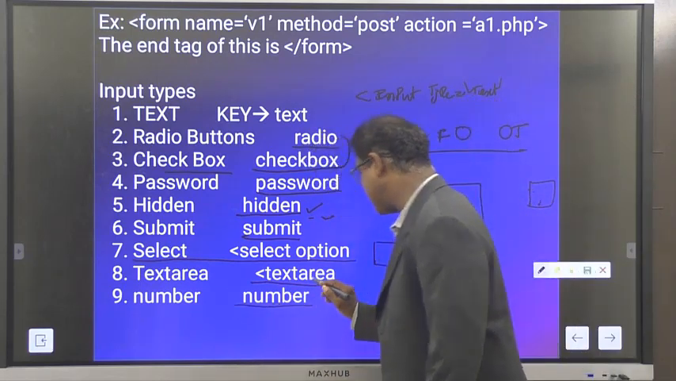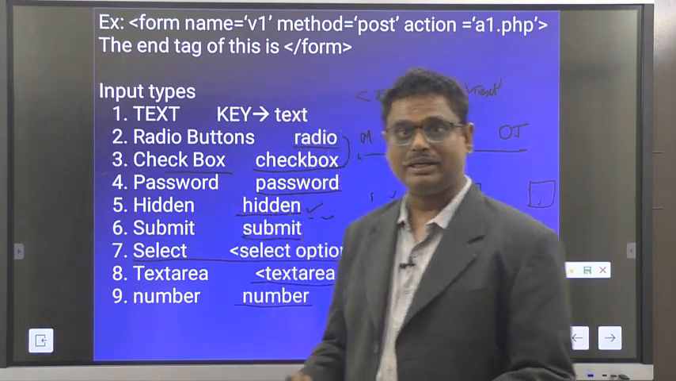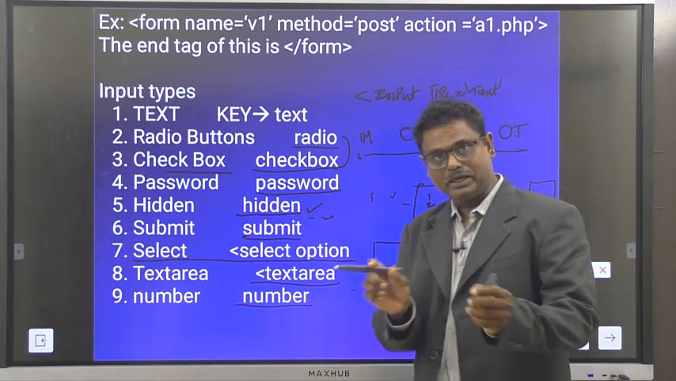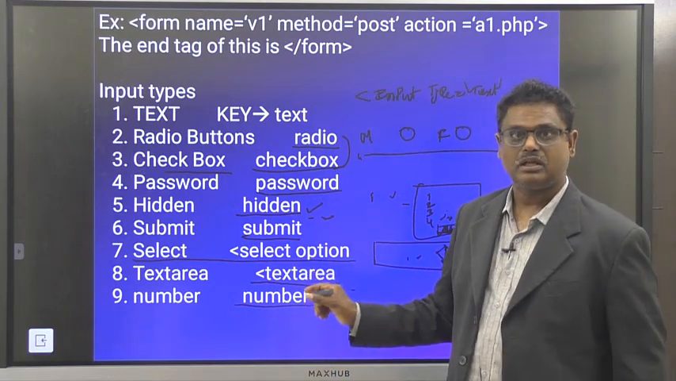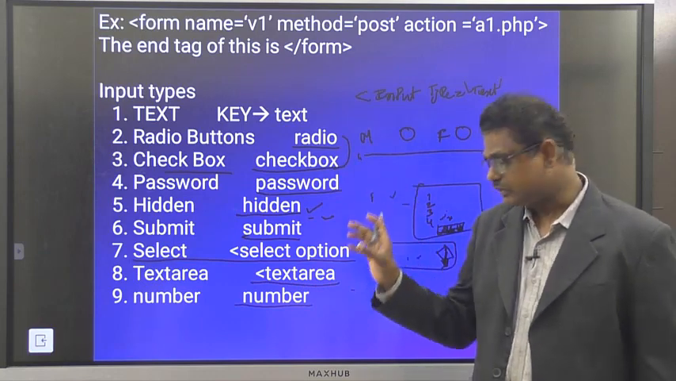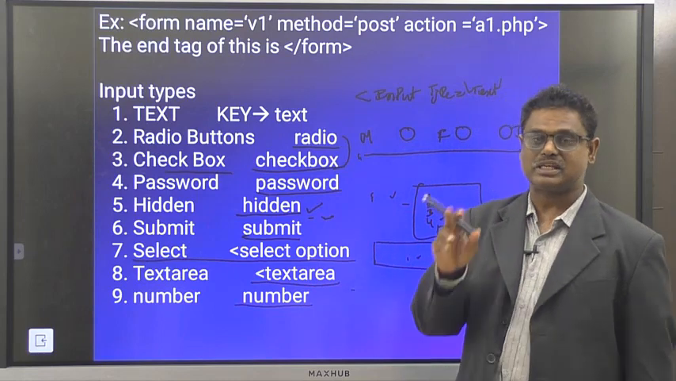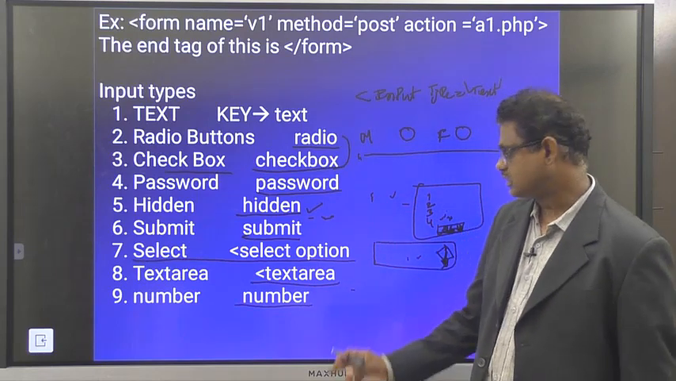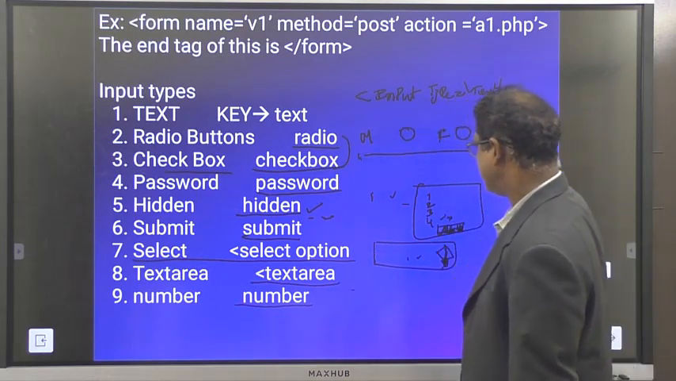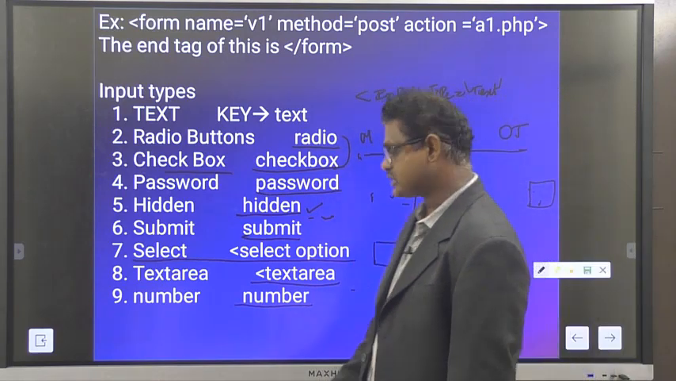Last one is number, where you can have some limitations. You can put minimum this, maximum this. If the value is between these 2, then only it goes to the next one. Otherwise it says there is some error, something like this. This is called number. Anyhow, these are some of the input types. You can see now.